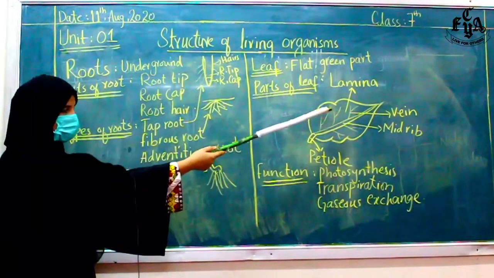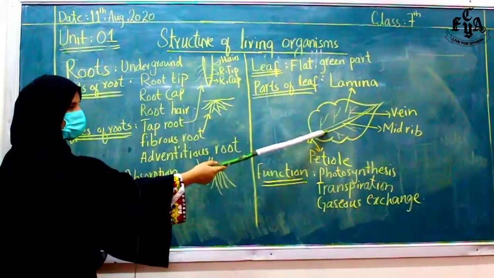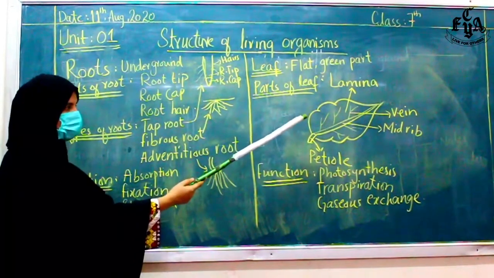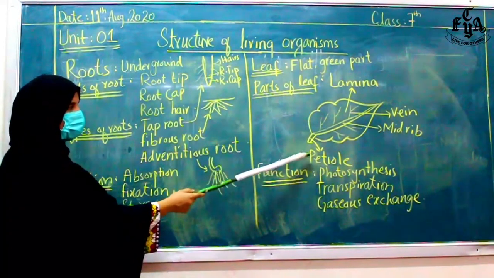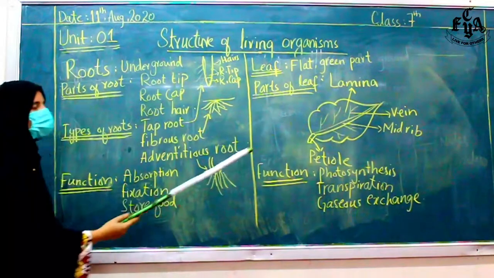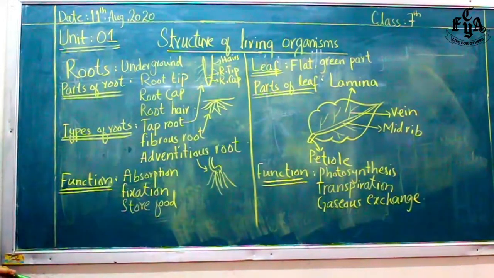The next one is the vein. The vein arises from the midrib. It is the same as the capillaries of our body. This is the petiole. Petiole helps in the attachment of the leaf with the branches and with the stem.